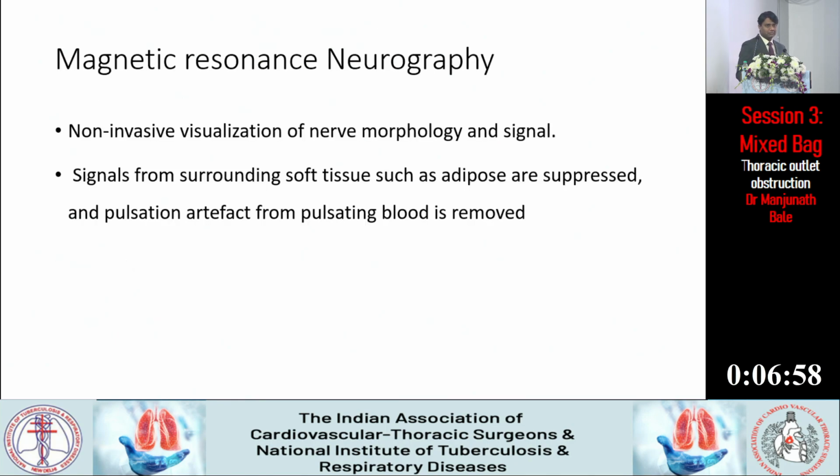And coming to the modalities, we have various clinical tests. I'm not going into the clinical tests. One of the important tests nowadays which is being recommended is magnetic resonance neurography.